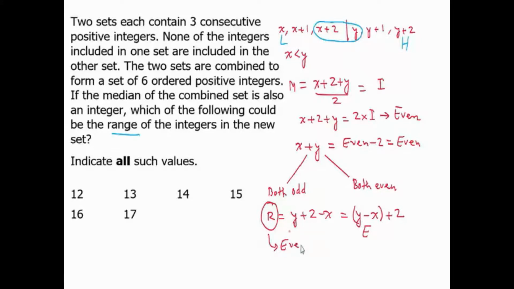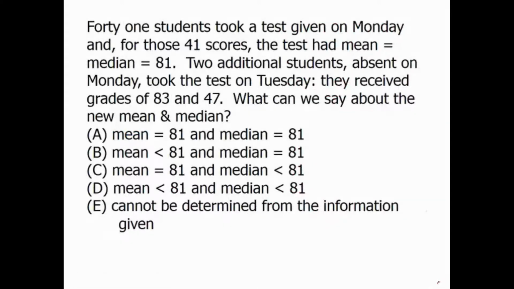Now if we look at the answer choices, we have a 12, we have a 14, and we have a 16. These are the possible values for the range of the new set of numbers, because these are the 3 even numbers from this list. So on Monday, 41 students took the test, and there was a symmetrical distribution. Both the mean and the median equaled 81.